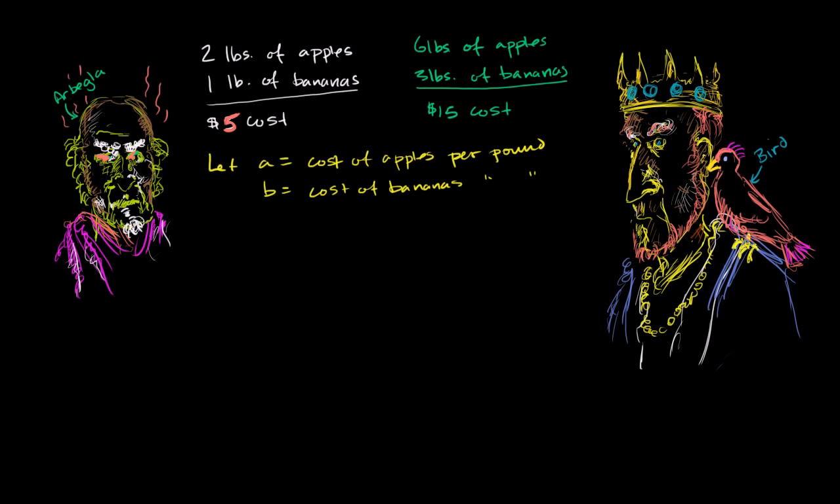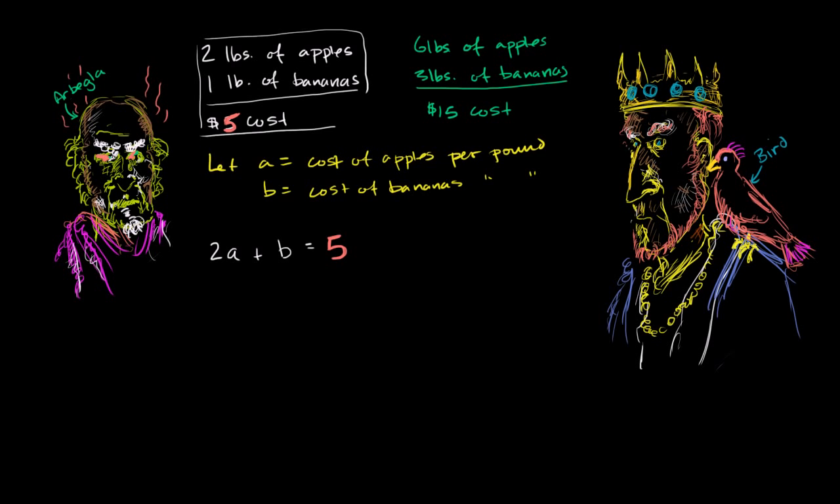So let's break it down using the exact same variables. You say, well, if A is the cost of apples per pound and B is the cost of bananas, this first constraint tells us that 2 pounds of apples are going to cost 2A, and 1 pound of bananas is going to cost B dollars, because it's 1 pound times B dollars per pound, and together that is now going to cost $5. This is the corrected number. And we saw from the last scenario, this information hasn't changed.